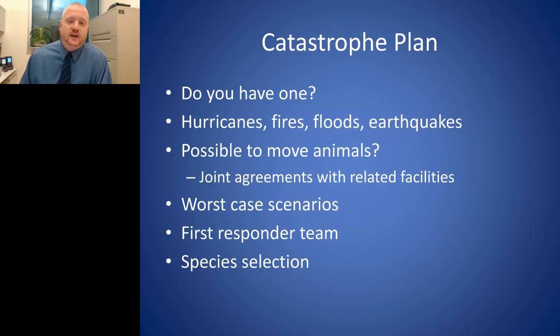You should also talk about worst case scenarios. What happens if your entire facility gets obliterated and gets flattened? That's a big concern, and I'll show a picture in a moment of how that can happen.